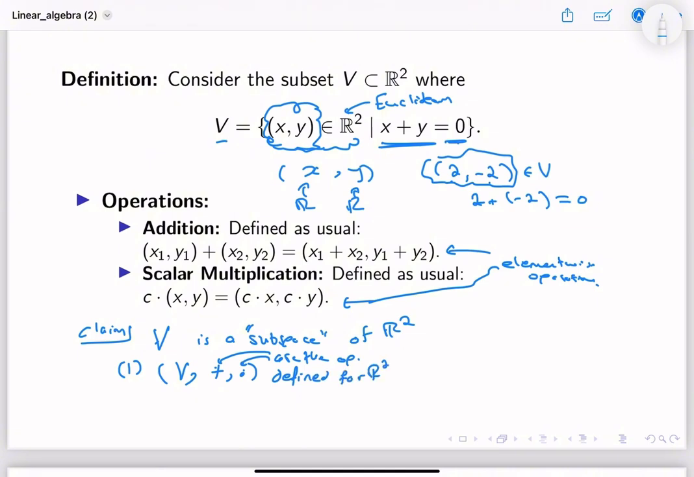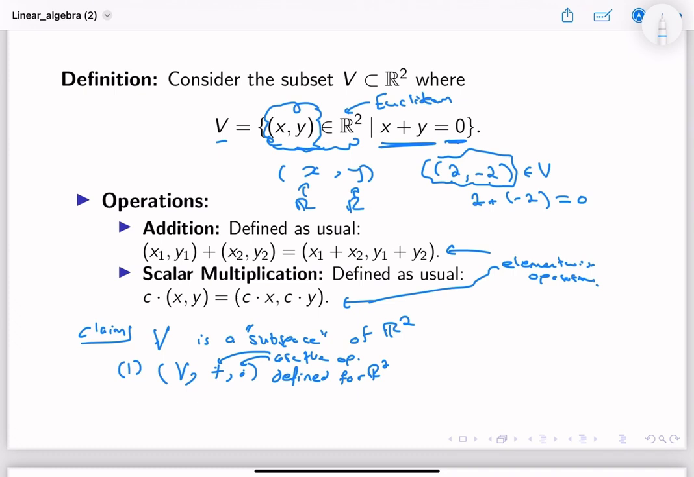So these are going to be the inherited operations. We're going to borrow these from R2 and give them to this subset of it, right? This is another important thing that I'm going to stress when I define a subspace: the subspace and the vector space should have the same defined operations. The plus and the dot, the scalar multiplication, should be the same.